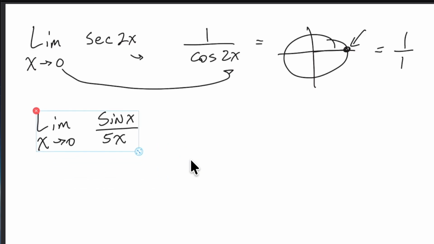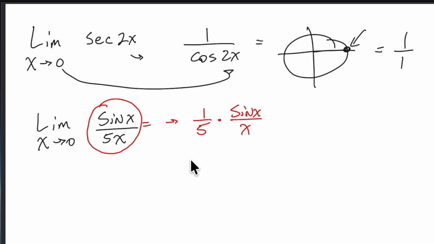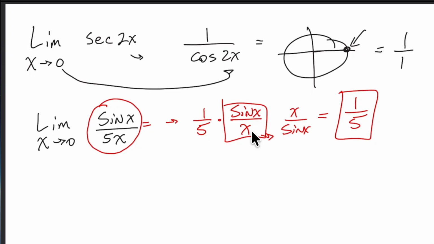In this next limit, we have x going to 0 of the sine of x divided by 5x. So this looks like one of the big 5. So what we're going to do is change this to sine over x, and recall that the limit as x approaches 0 of sine of x over x, or x over sine of x, is going to equal 1. Therefore, this limit goes to 1 over 5.